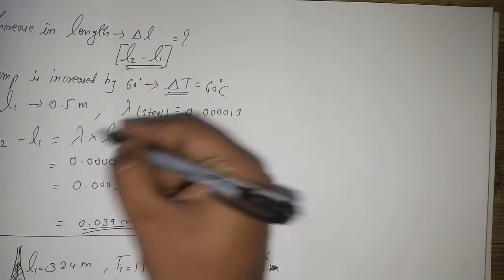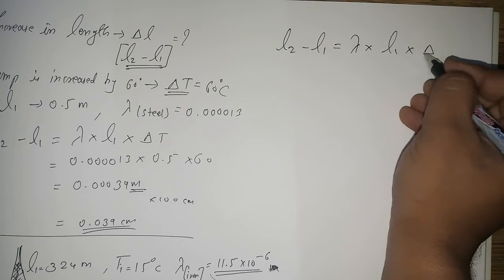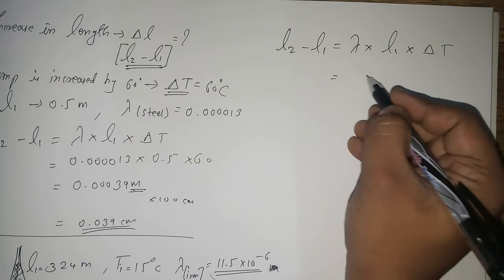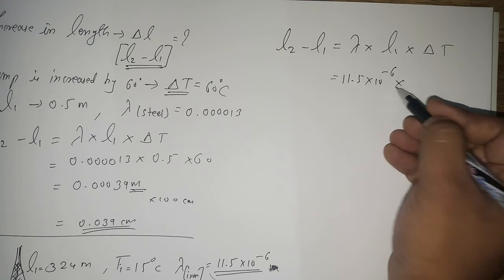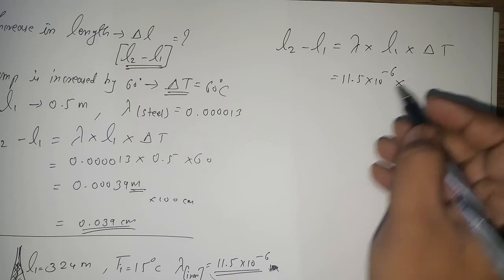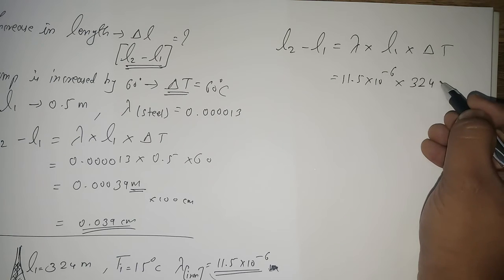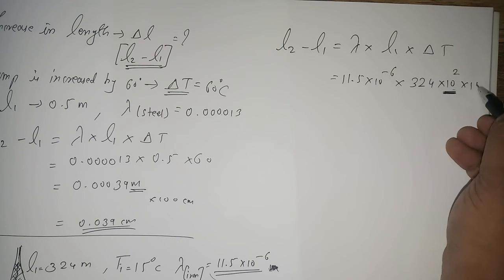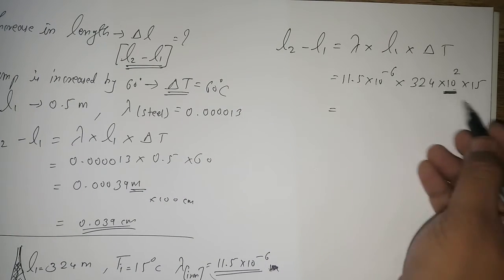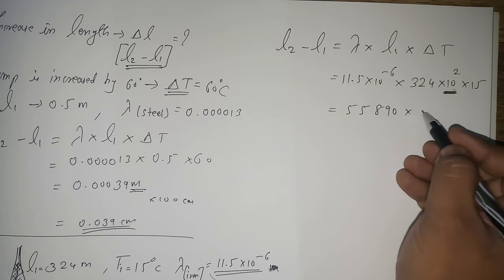So let's write the formula. We have already written L2 minus L1 equals lambda into L1 into delta T. What is lambda? 11.5 into 10 raised to minus 6. What is length 1? Length 1 is 324 meters. To convert meter into centimeter, multiply by 100. Important. Into delta T, which is 15. So if you multiply this, you will get 55890. I have calculated it earlier.